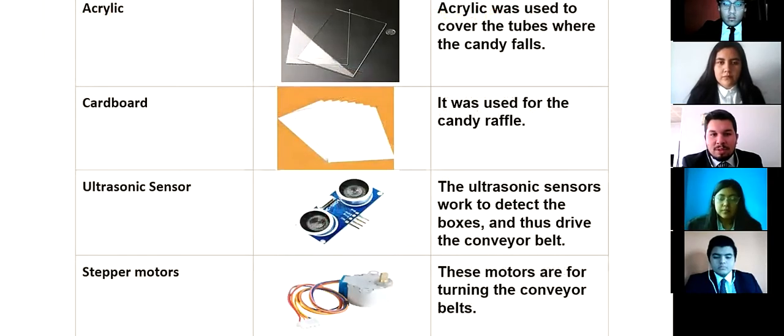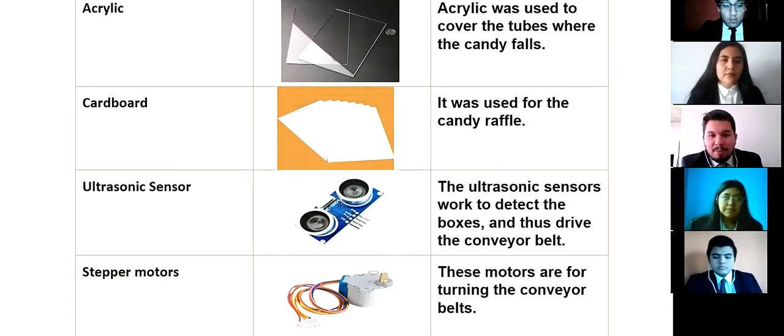The acrylic was used to cover the tubes where the candy falls. Cardboard is used for the candy wrap. The ultrasonic sensor, as the name implies, measures distance through the use of ultrasonic waves. The head emits an ultrasonic wave and receives the wave reflected back from the object. The ultrasonic sensor works to detect the box and to drive the conveyor belt. A stepper motor is an electromechanical device that converts a series of electrical pulses into an angular displacement, which means that it's capable of rotating a number of degrees, depending on its control inputs. These motors are for turning the conveyor belts.